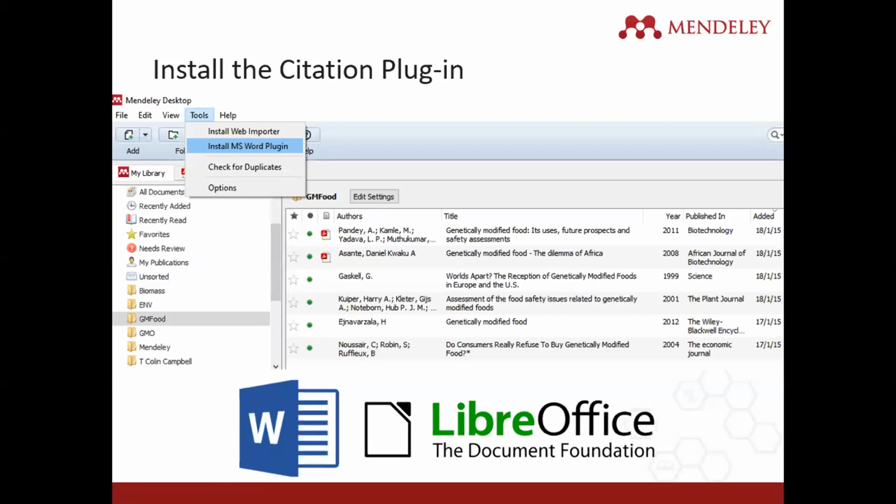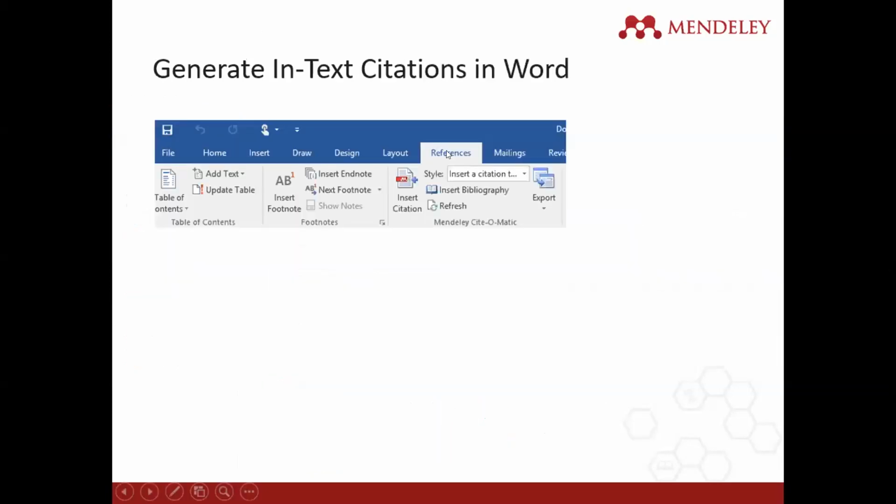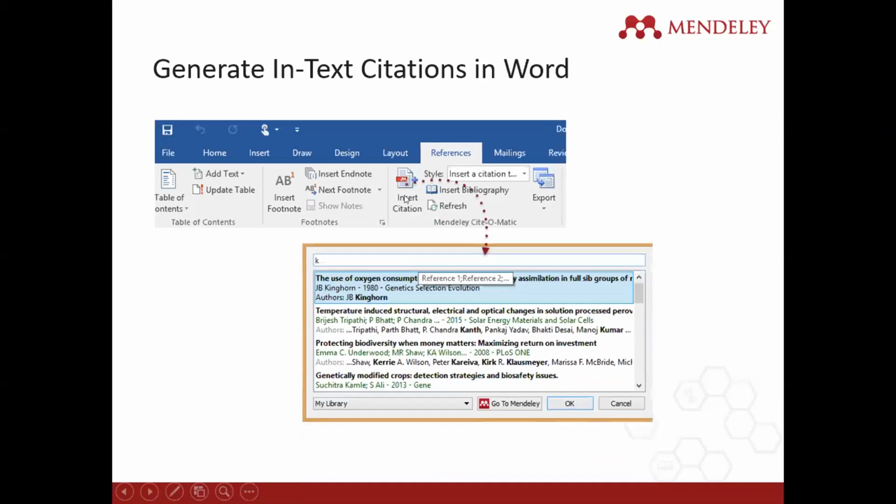Then you open up your Microsoft Word and double check. Under the References tab, check that the Mendeley citation plugin is already installed. So while you type in Microsoft Word, when you want to insert a citation, you just click Insert Citation.